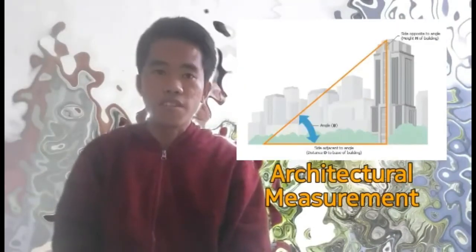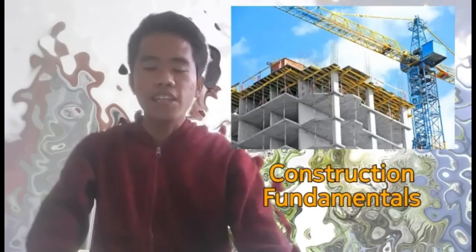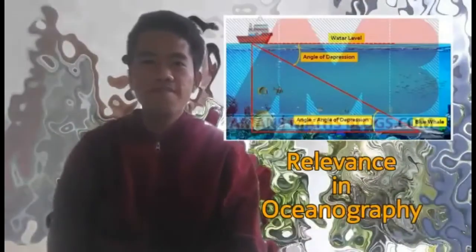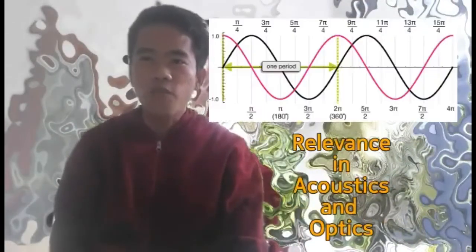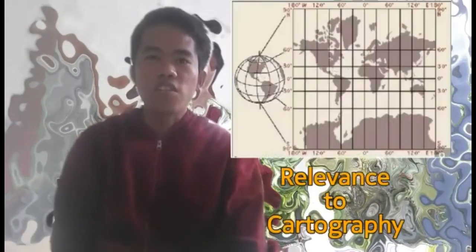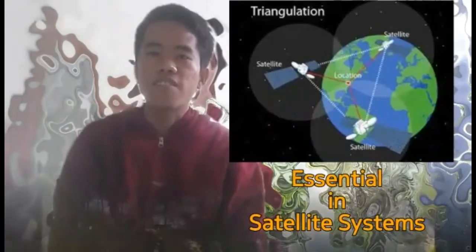Trigonometry is useful in measuring the heights of buildings or mountains, vision logic in video games, calculations in construction, calculations in flight engineering, calculations in physics, archaeological excavations, calculations in oceanography, calculations of sound and light waves, vital parts of calculus, essential in photography, essential in naval and aviation industries, and applications in satellite systems.